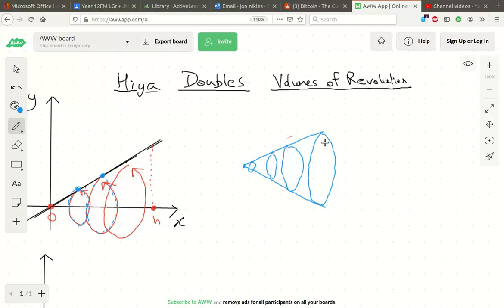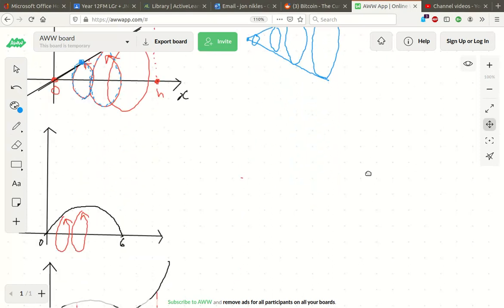And this is a bit like pottery, this topic of volumes of revolution. You always end up with nice vases and cones and different shapes like that. Let's talk about another one, just so you get an idea of what a volume of revolution is.